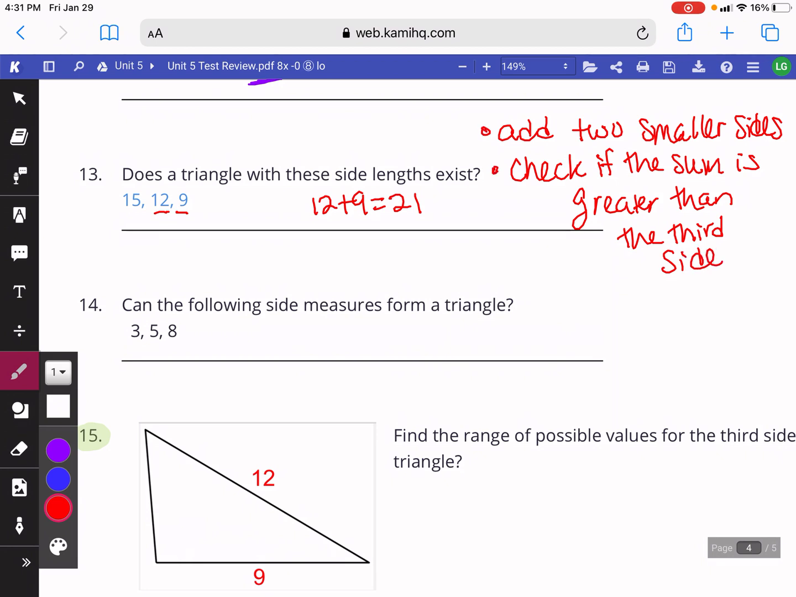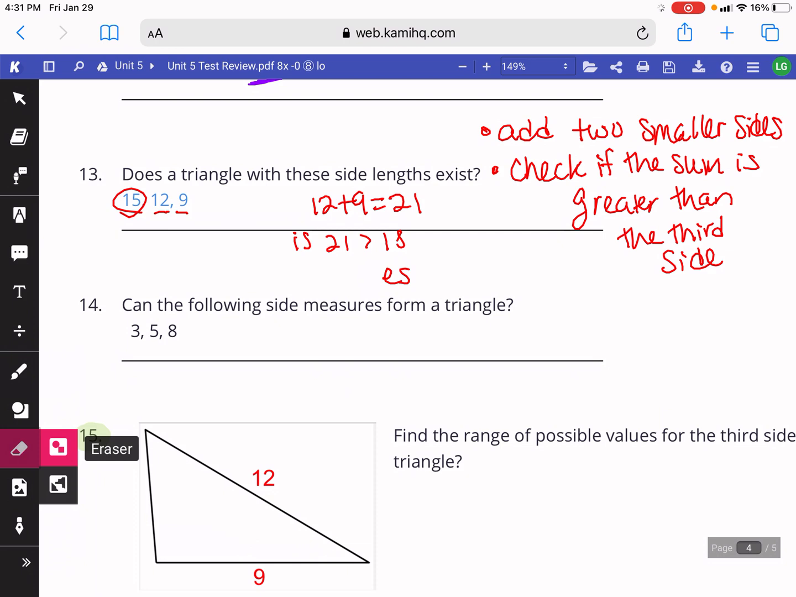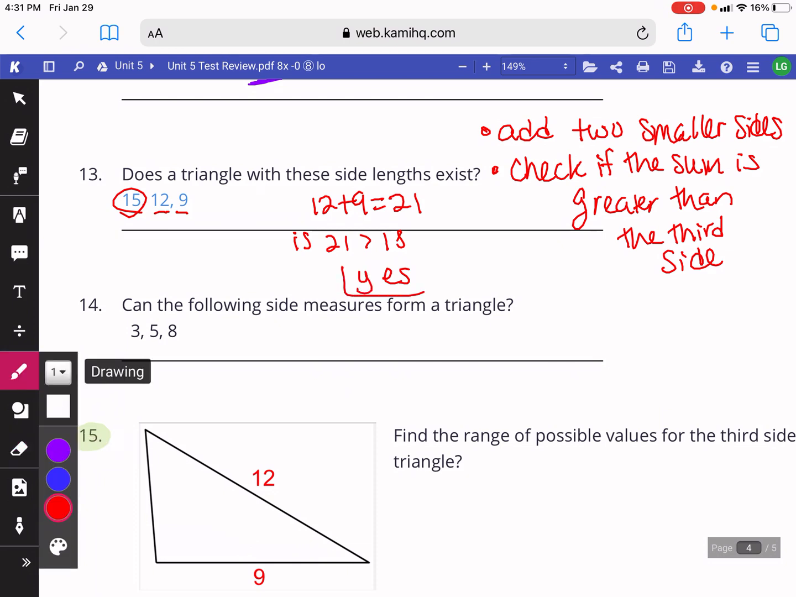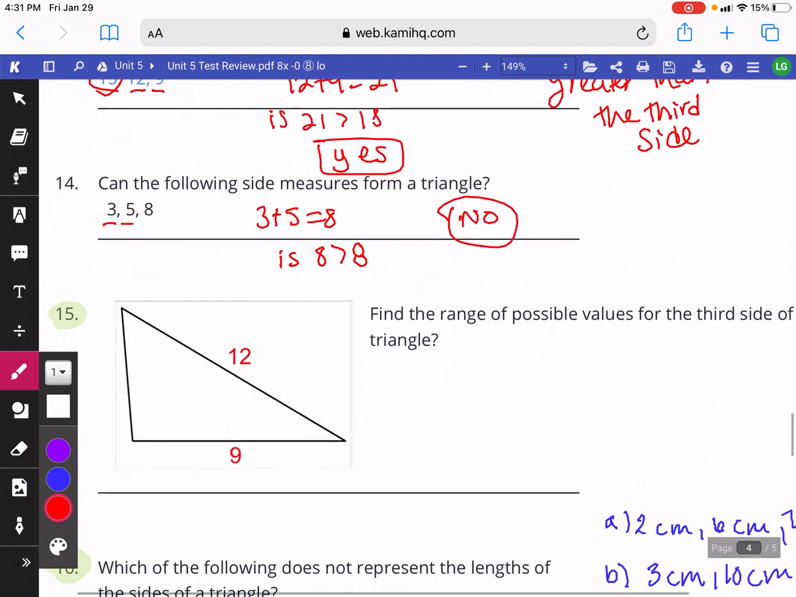Now I check if the sum that we got is greater than the third side. So I'm going to check now if this is greater than 15. So is 21 greater than 15? The answer is yes. So these could make the sides of a triangle. The next question asks, can these form the sides of a triangle? So if I add 3 and 5, I get 8. Is 8 greater than 8? The answer is no, it's equal, not greater. So they can't make the sides of a triangle.